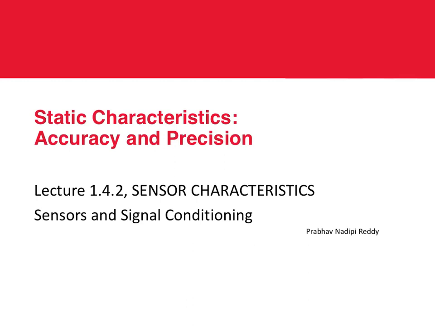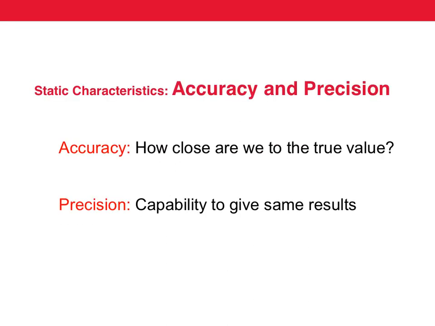Let's continue our discussion of sensor characteristics, and remember we are talking about static characteristics, and let's think about accuracy and precision. These are very primary and one of the first static characteristics that we need to understand. Accuracy of a sensor tells us how close we are to the true value of the quantity that we are trying to measure. Precision, on the other hand, gives us a measure of how close the outputs of a sensor are when successive measurements of the same quantity are done. That is, it is the capability to give the same results when we do the measurements again and again.